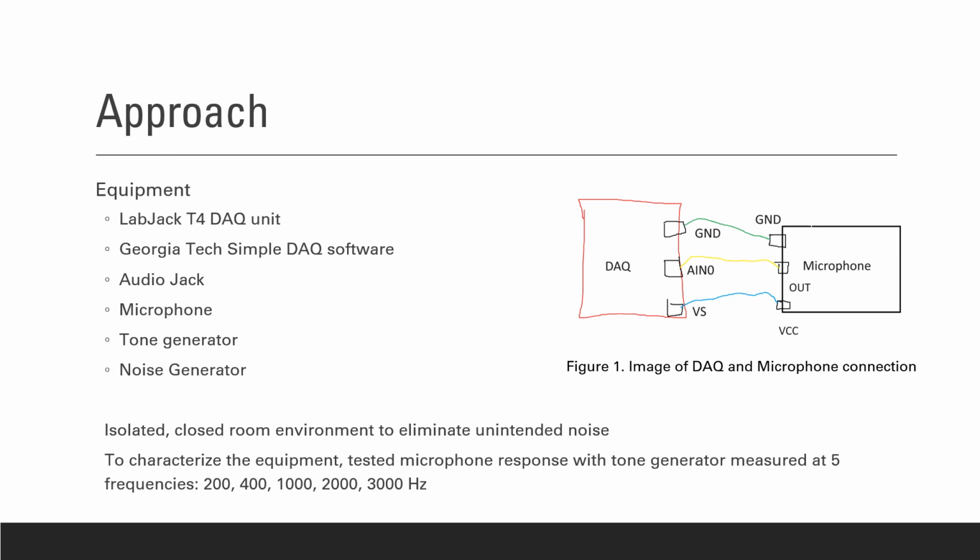For the experiment, I wanted an isolated, closed room so that we could eliminate external noises and factors. First things first, before actually collecting the data for the personal experiment, I characterized the equipment, which means that I tested the microphone response at 5 different frequencies with an online tone generator. Shown above is figure 1, where I connected the DAC to the microphone system with the 3 different jumper cables.